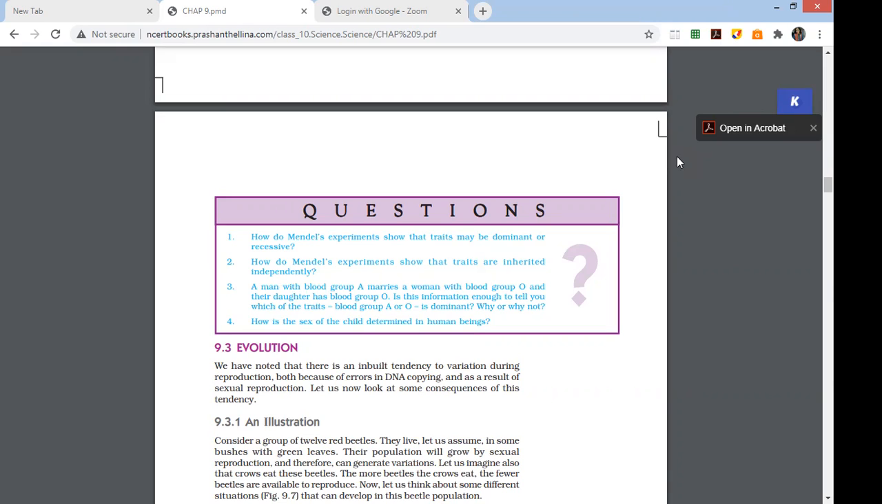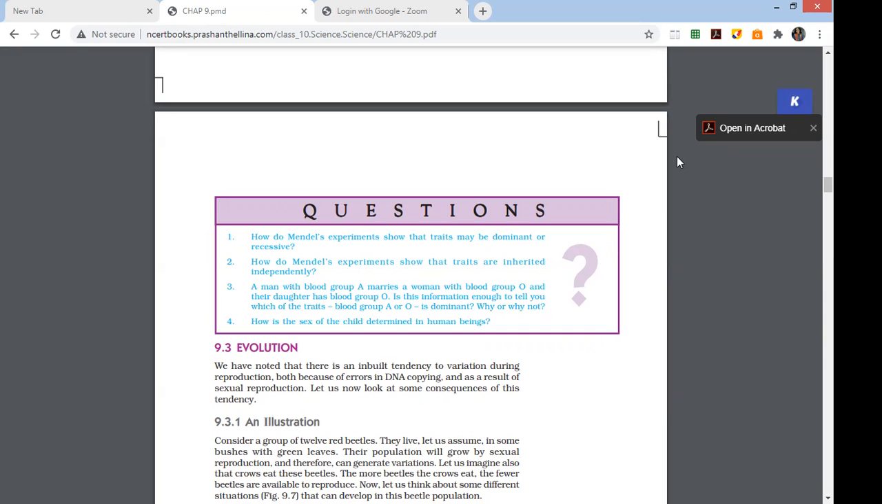And when I am saying contrasting trait, it means he selected tall or dwarf, or pea plant with violet flower and with white flower, or pea plant that had the round seed and pea plant that had the wrinkled seed. So plants should be pure breeding. They should have the contrasting trait.